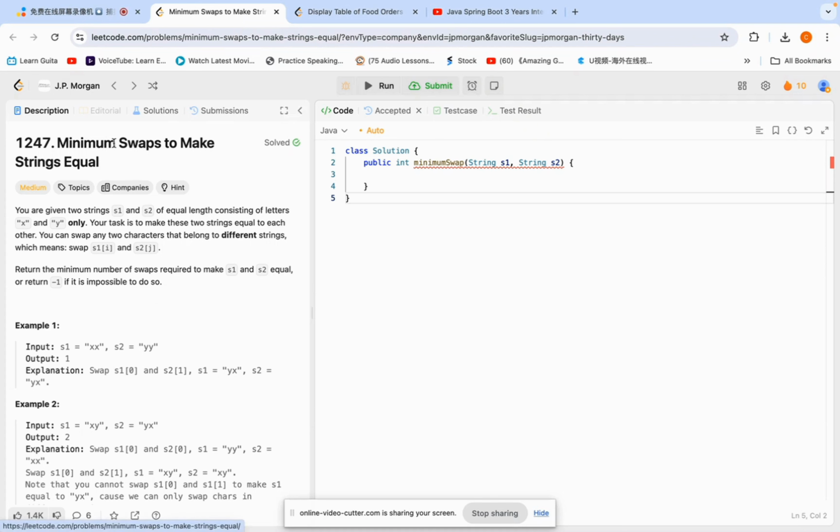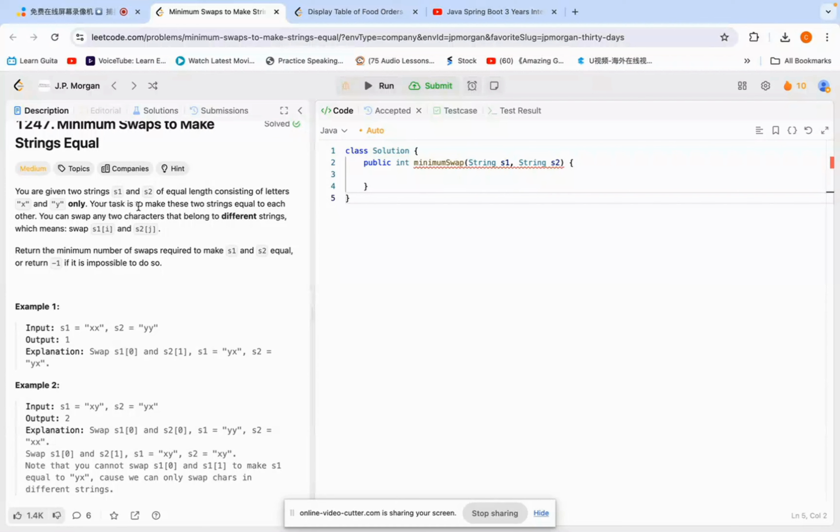This question is minimum swap to make string equal. You are given two strings s1 and s2 of equal lengths consisting of letters x and y only. Your task is to make these two strings equal to each other. You can swap any two characters that belong to different strings, which means swap s1[i] and s2[j]. Return the minimum number of swaps required to make s1 and s2 equal, or return -1 if it's not possible to do so.